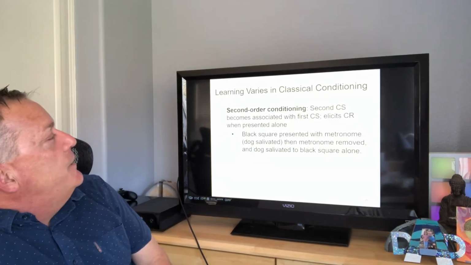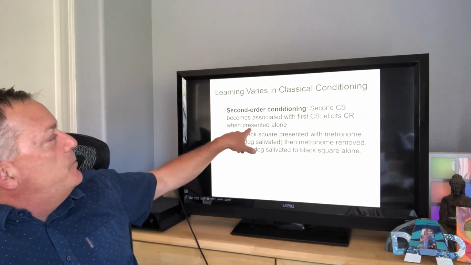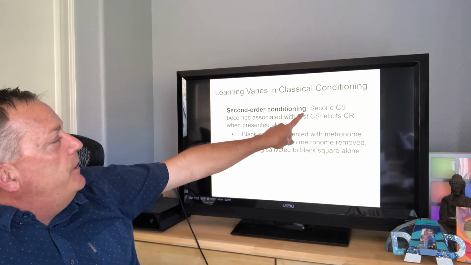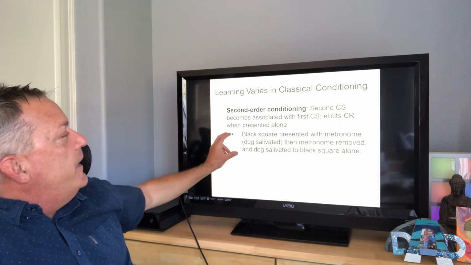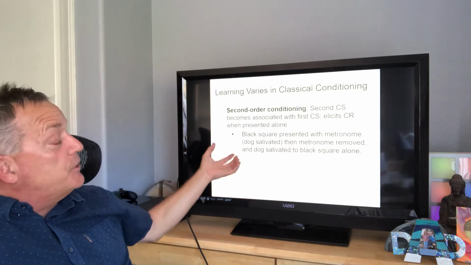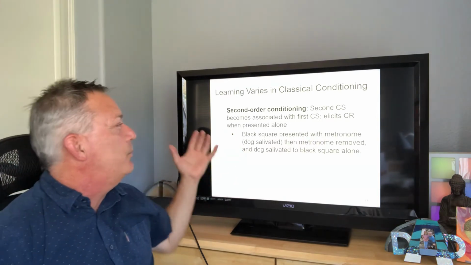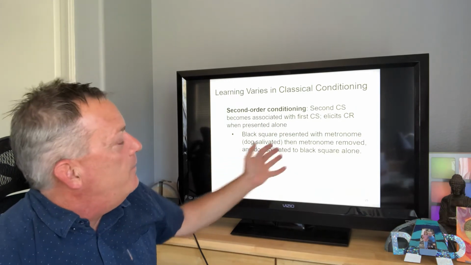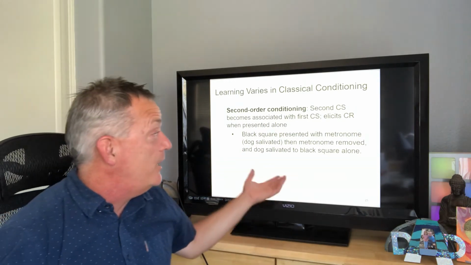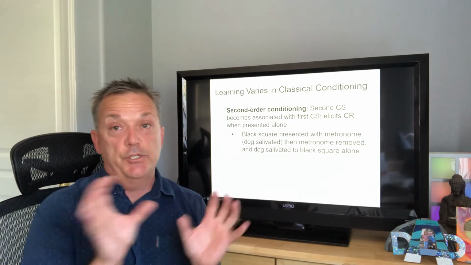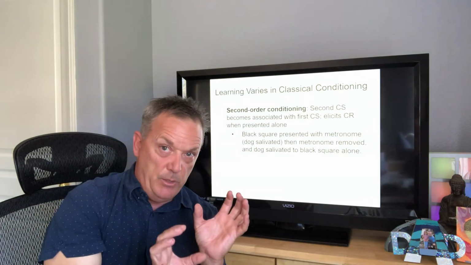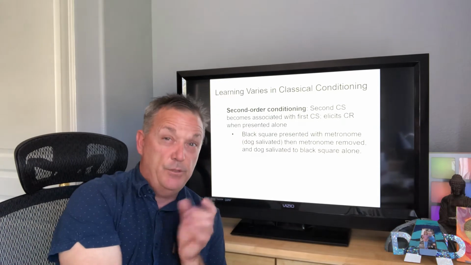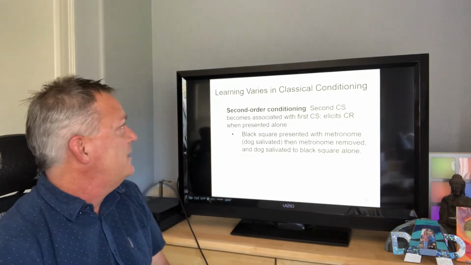Second order conditioning, a conditioned stimulus becomes associated with the first conditioned stimulus and elicits the conditioned response when presented alone. They give the idea in the book of research of a black square being presented with the metronome, and then the metronome removed and the dog salivated to the black square alone. So there are multiple things that the brain's paying attention to as what's associated with some grub.